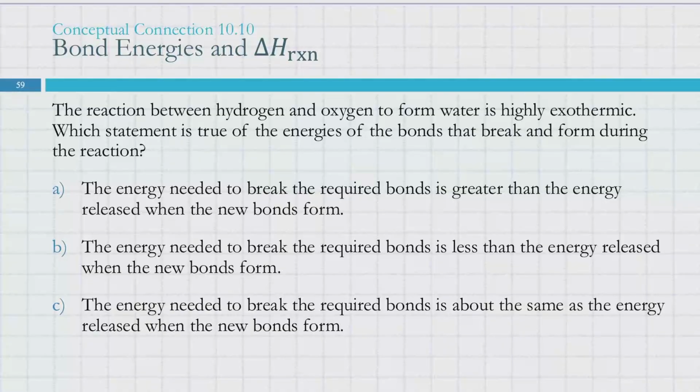Our options are: the energy needed to break the required bonds is greater than the energy released when the new bonds form. The energy needed to break the bonds is less than the energy released when the new bonds form. Or the energy needed to break the required bonds is about the same as the energy released when the new bonds form. What does it mean for the process to be highly exothermic?